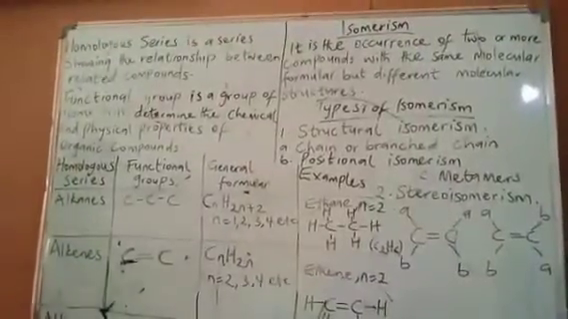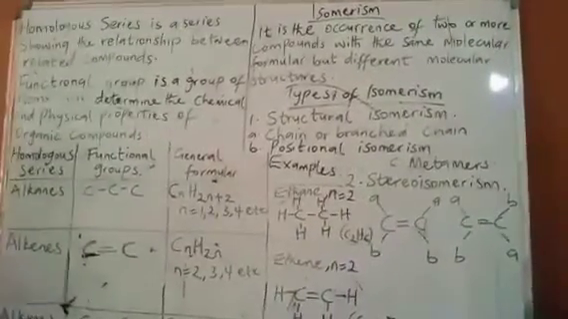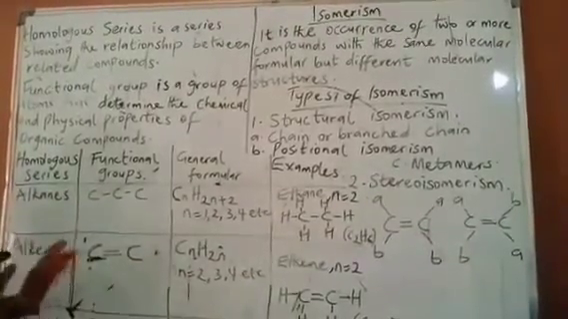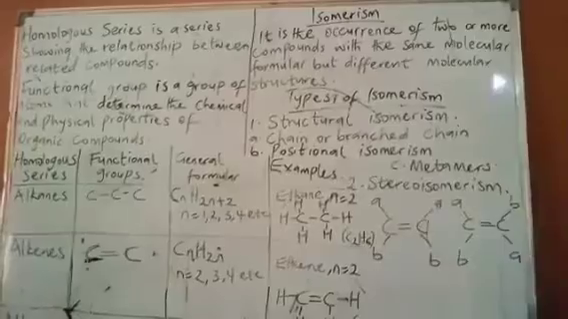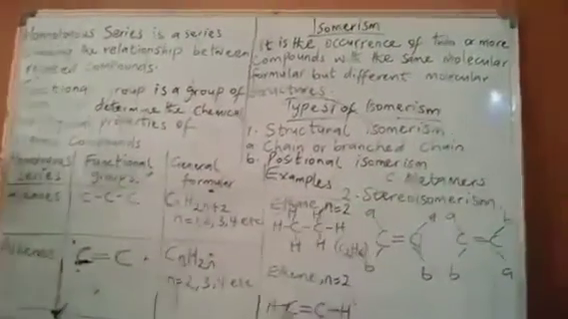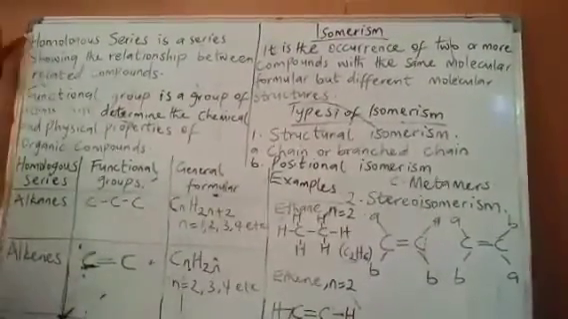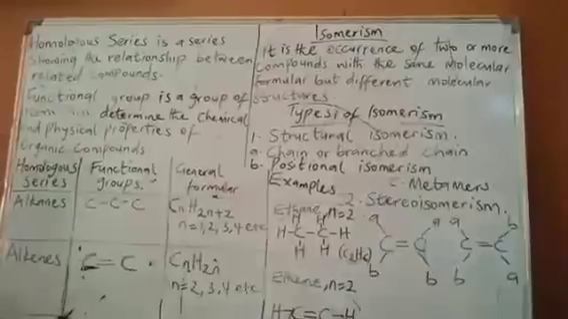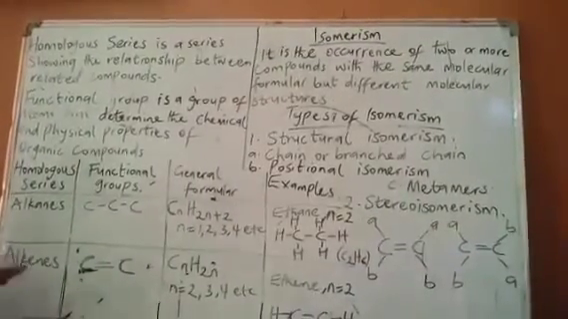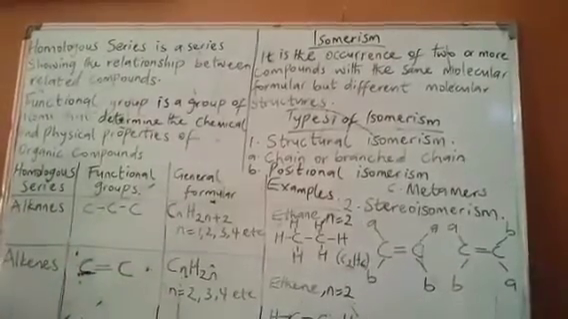Now, let's look at some terms related to hydrocarbons. We have the homologous series and the functional groups. Before you can name any organic compound of hydrocarbons, you will definitely need to know these things that we are going to talk about now. So make sure you study them well. Now, what is a homologous series? A homologous series is actually a series that shows the relationship between related compounds.